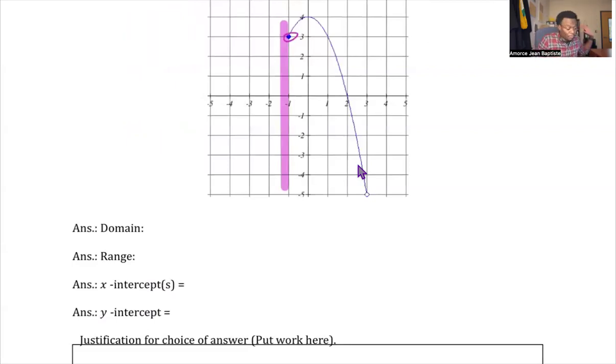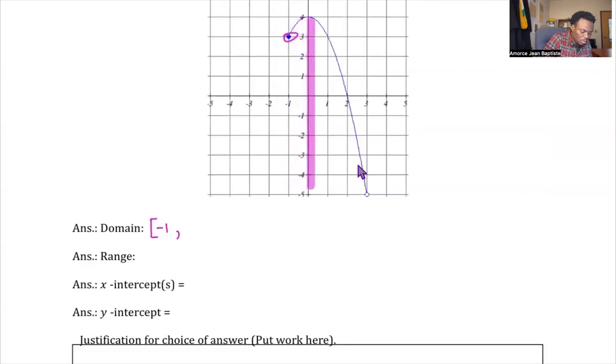So on the left of -1, there's nothing. That means for the domain, no input lower than -1 is included. So -1 is the starting point on the left, and it starts with a closed circle. So we're going to put a bracket, always for a closed circle, bracket -1, and now we're going to see how far it goes.